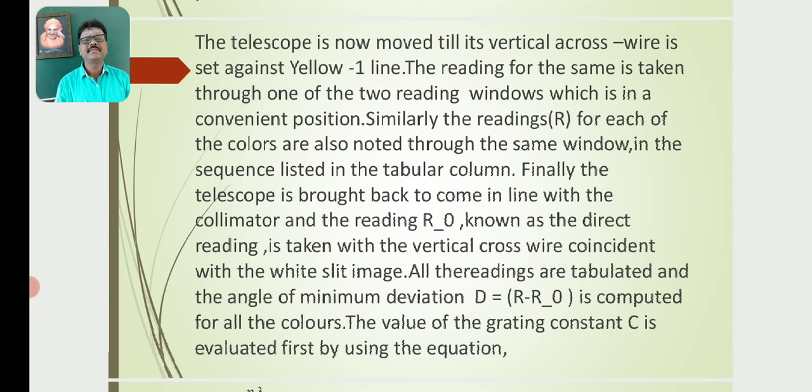All the readings with respect to different colors and the direct reading are tabulated, and the angle of minimum deviation D, which is equal to R minus R naught, is computed for all the colors. The value of the grating constant C is evaluated first by using the equation. With the help of that equation, the grating constant C can be evaluated.